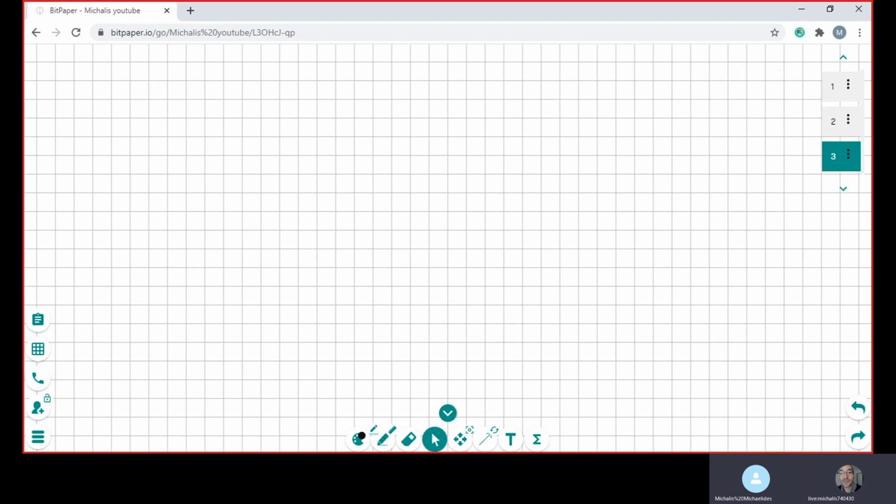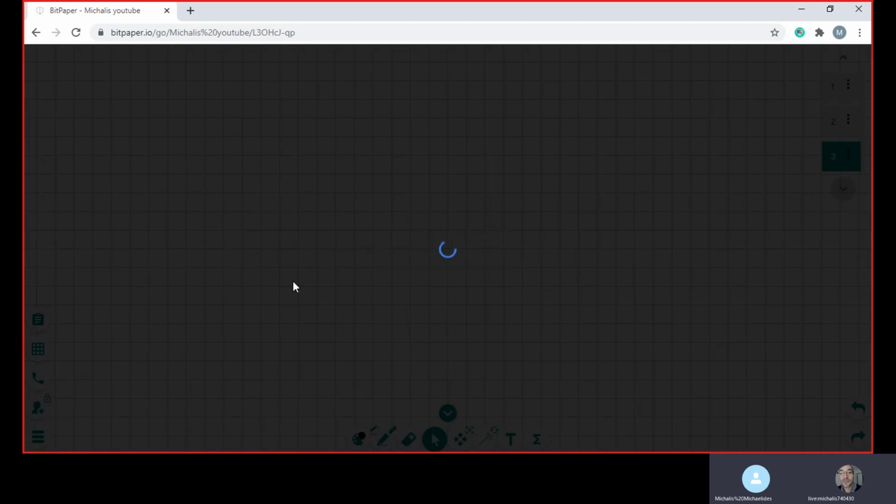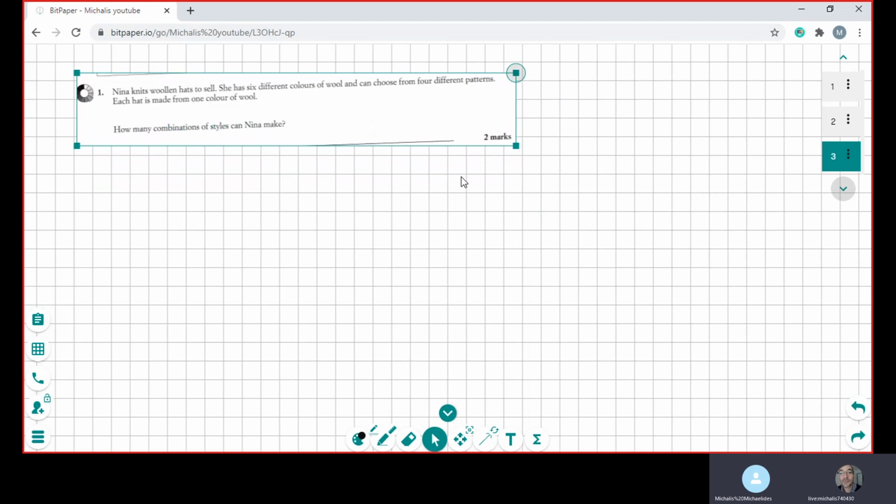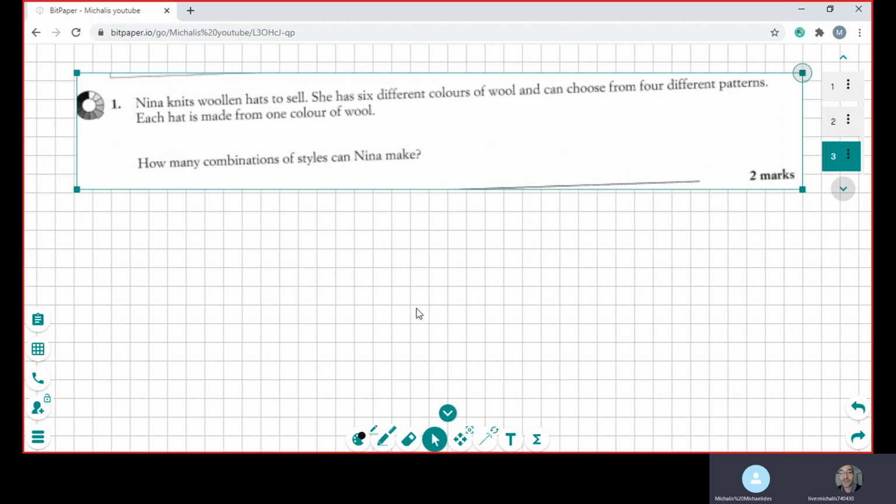Now the next exercise is finding combinations of a number. Let me show you an exercise. Here we have Nina needs woolen hats to sell. She has 6 different colors of wool and can choose from 4 different patterns. Each hat is made from 1 color of wool. So how many combinations of styles can Nina make?